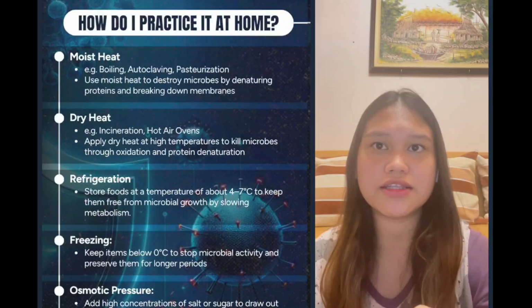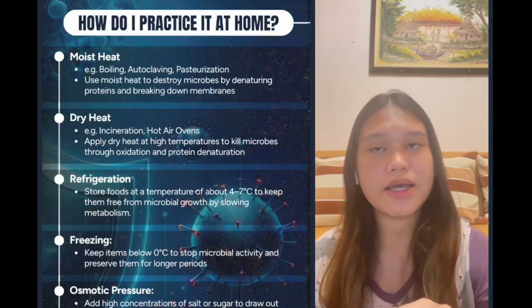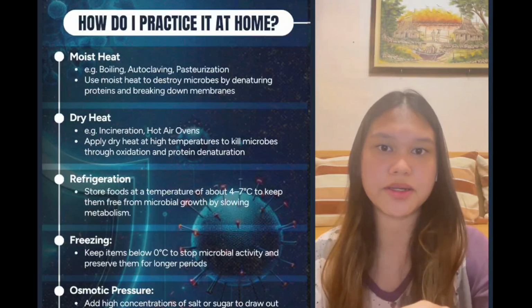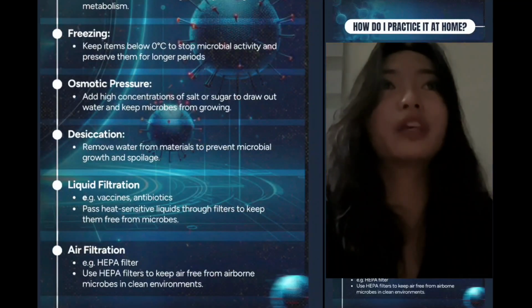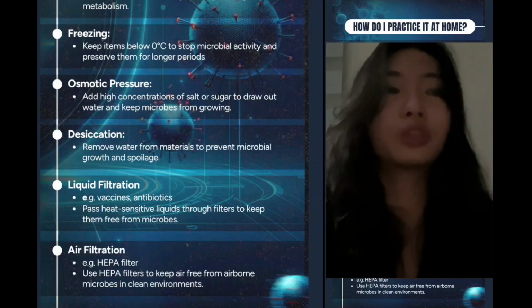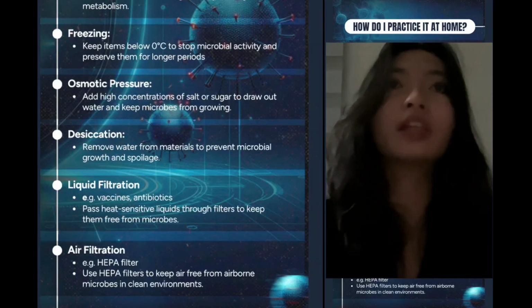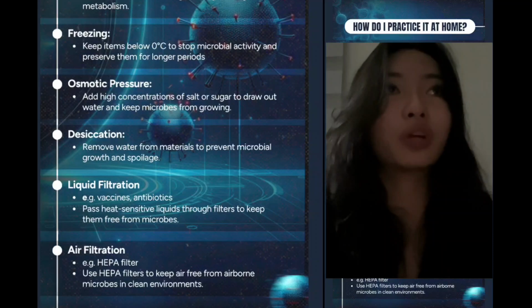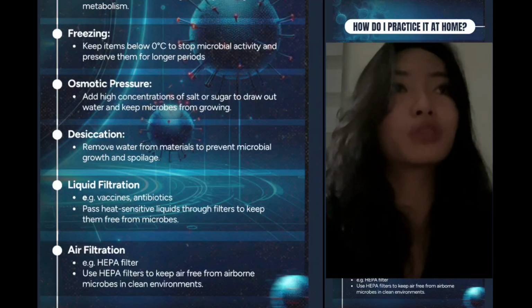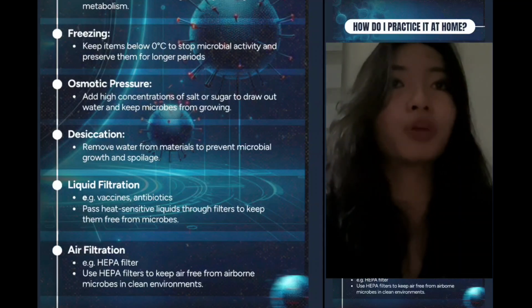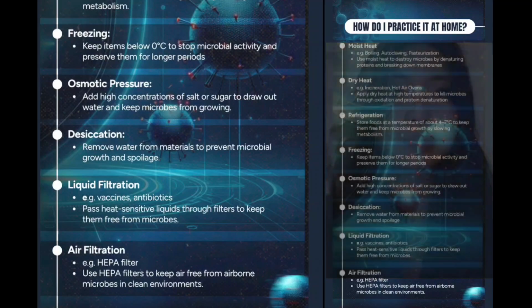Refrigeration, store foods at a temperature of 4 to 7 degrees Celsius to slow down spoilage. And freezing, keep items below 0 degrees Celsius to stop microbial activity. Next would be the osmotic pressure. Preserve food like fish or fruits by adding salt or sugar to prevent microbial growth. Desiccation, let washed dishes and utensils dry completely to avoid bacteria. Liquid filtration, use clean water filters for drinking water to trap microbes. Lastly, we have air filtration, used to keep air free from airborne microbes and dust.